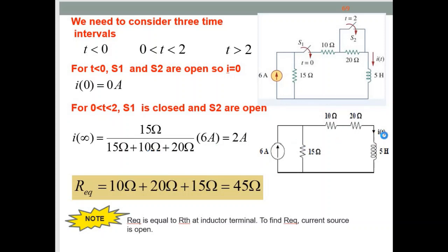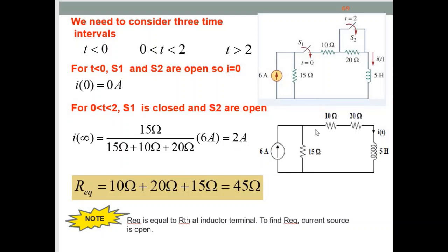So we just need to find I infinity. We can use current divider: 15 over 15 plus 10 plus 20 times 6 A. Remember, this one looks like a short circuit. So you will get 2 ampere.